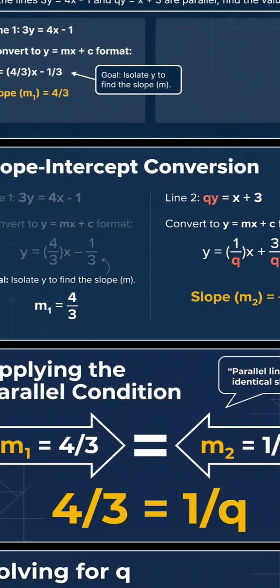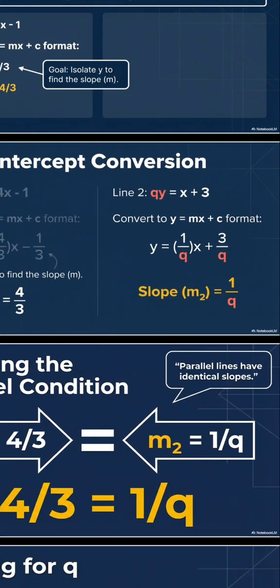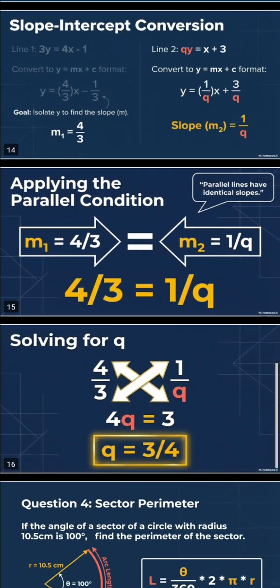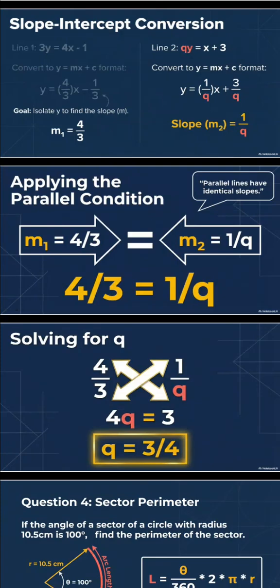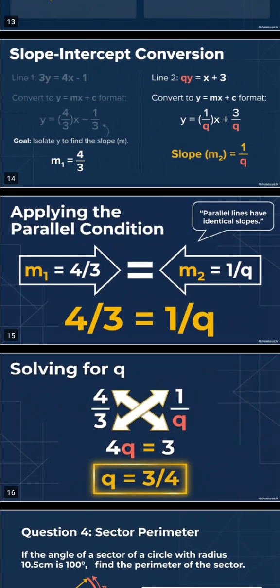Now, you equate the gradient of the first line to the gradient of the second line. The gradient of the second line is 1 over q. Don't forget, q is what we are looking for. So if you equate them, which means m1 is equal to m2, which means 4 over 3 is equal to 1 over q, and if we cross multiply and simplify, our q will be 3 over 4. Don't forget, the gradient is 1 over q, which is 4 over 3 as well.